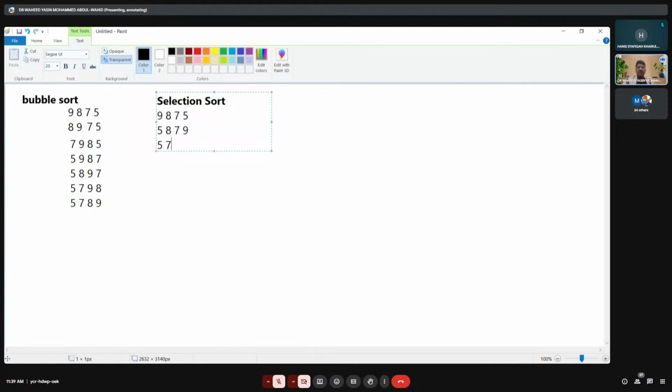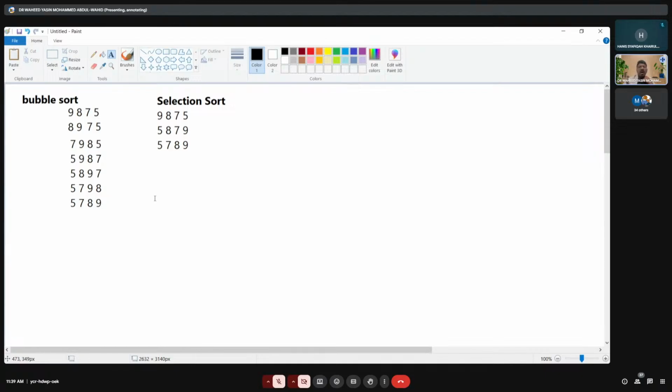So we get 5, 7, 8, 9. Okay, now how many swaps did we do? Only 2. With bubble sort we did 6. Here we swap this item with the minimum item. The minimum item is 5. Now 8 with the minimum item, which is 7, so we replace it. This is selection sort.